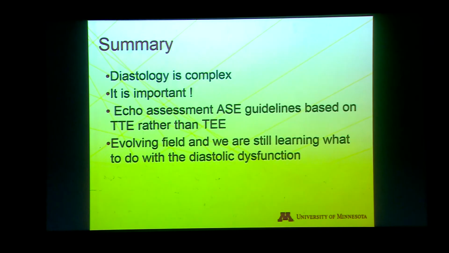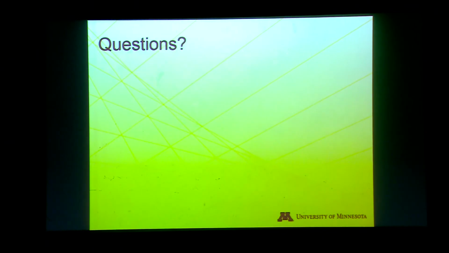Okay. So in summary, diastole is important. It's very complex. The echo assessment for diastolic dysfunction based on the ASE guidelines is heavily based on TTE rather than TEE. It's an evolving field, and we're still learning what to do with the information that we have. So hopefully in the future we'll know what to do. Right, that's my talk. Any questions?